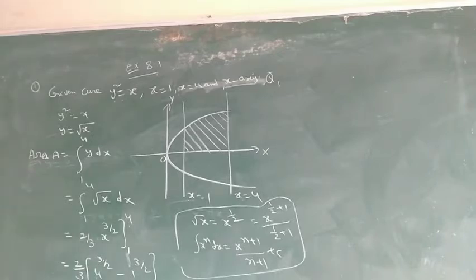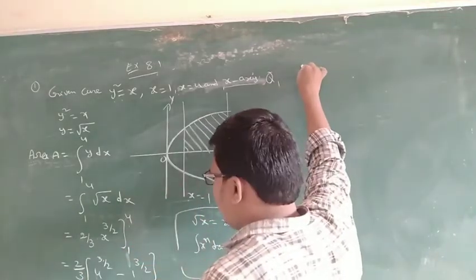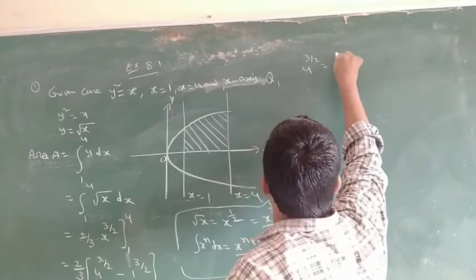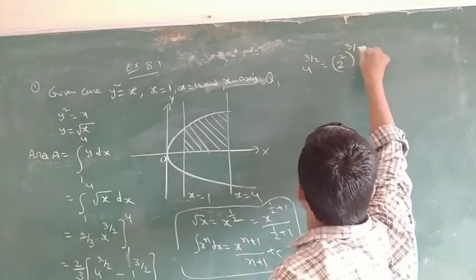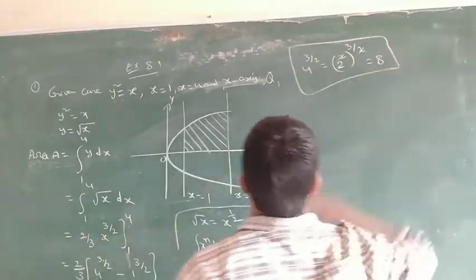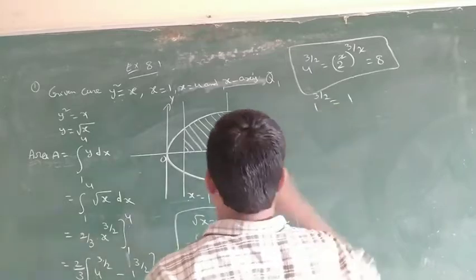This is the answer. 4 power 3 by 2, value? 4 power 3 by 2 is equal to 2 square whole power 3 by 2. The 2s cancel, equal to 8. So 4 power 3 by 2 is equal to 8. And 1 power 3 by 2: 1 power anything is equal to 1.